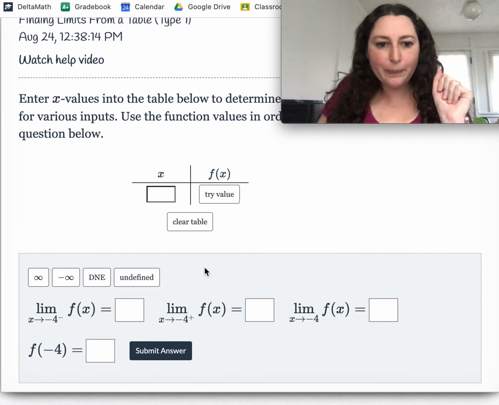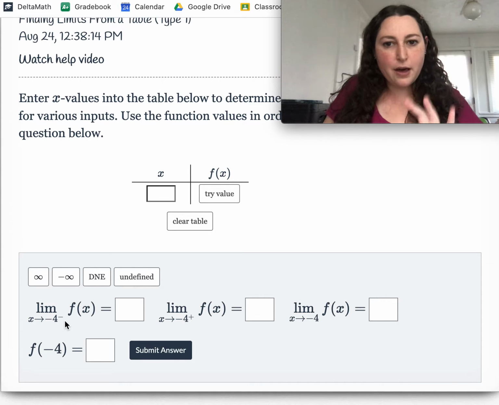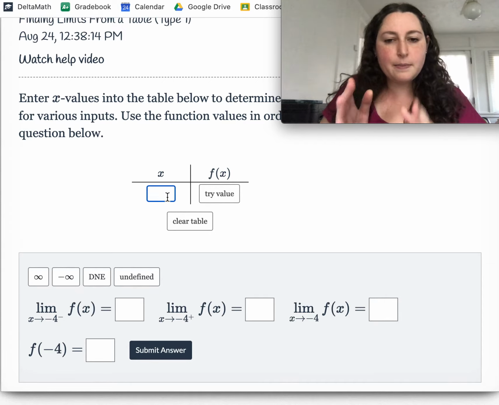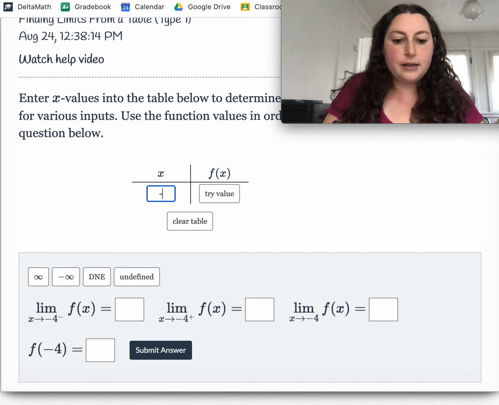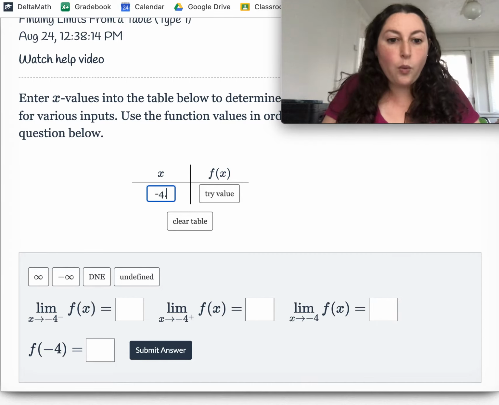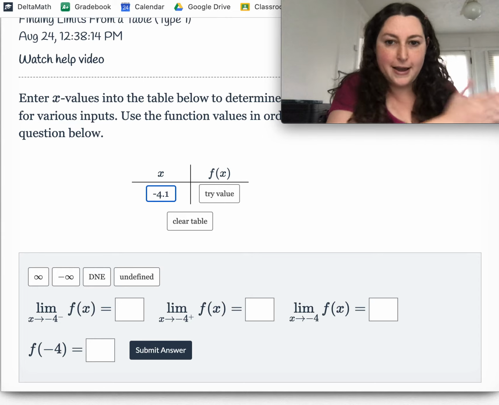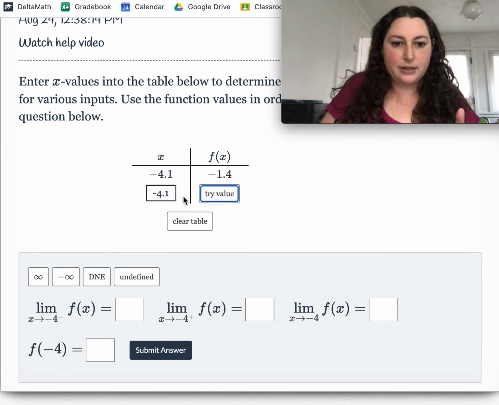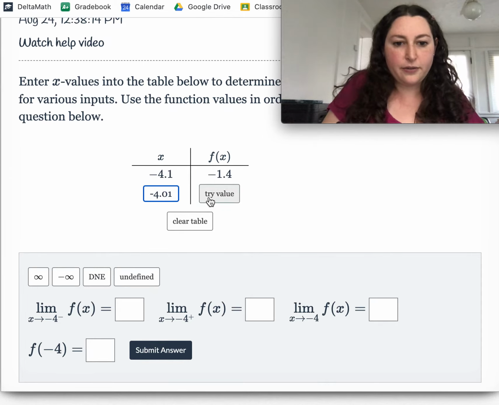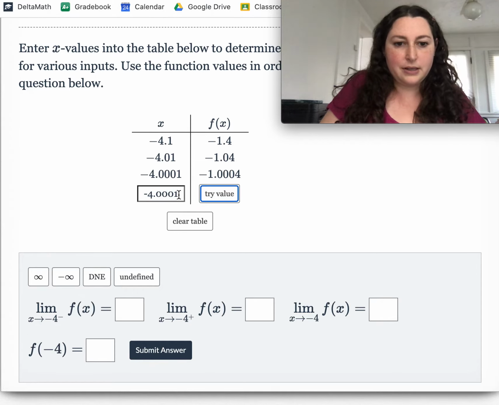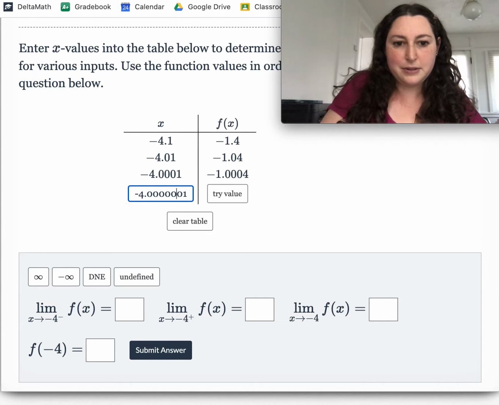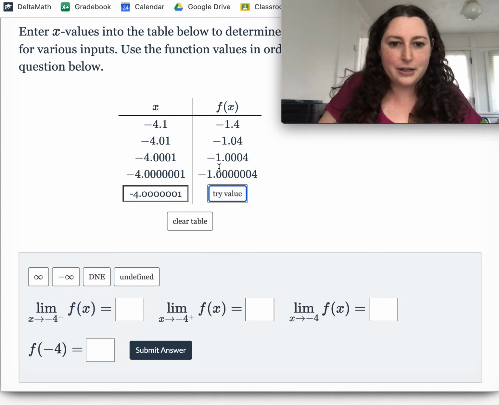Good, negative 4. Okay, so we're approaching negative 4 from the left. So I need a number that's to the left of negative 4, which would be like negative 4.1, right? That's big, that's more negative, so it's to the left. Let's get even closer to negative 4, negative 4.01, then negative 4.001, then negative 4.00001. I'm getting very, very close to negative 4. So it looks like I'm approaching negative 1.